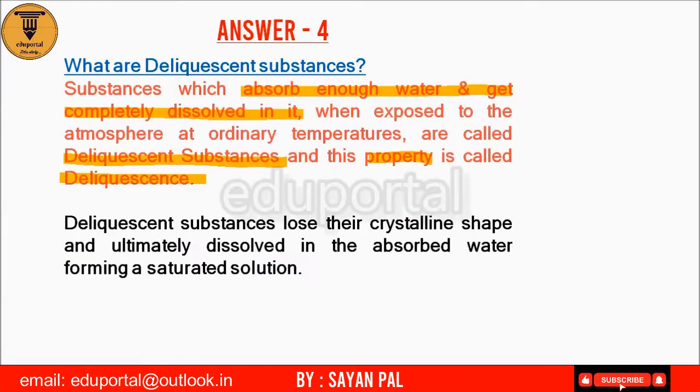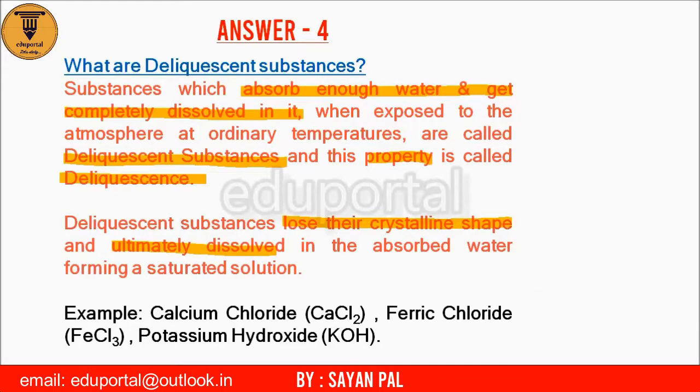Deliquescence. Deliquescent substances lose their crystalline shape and get completely dissolved in the absorbed water, forming a saturated solution. Examples of deliquescent substances are calcium chloride, ferric chloride, potassium hydroxide, etc.